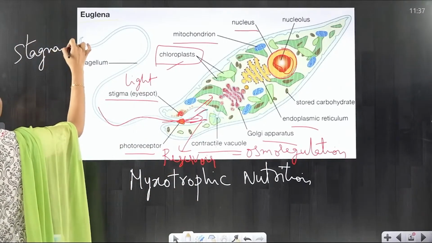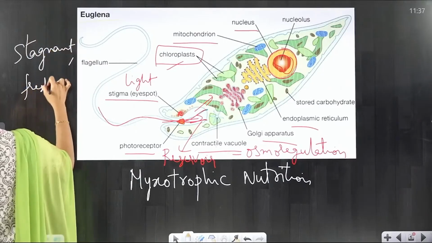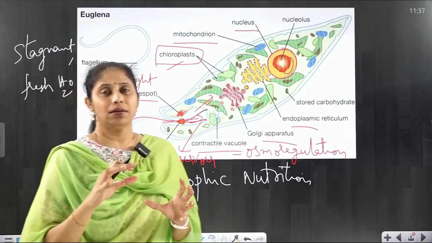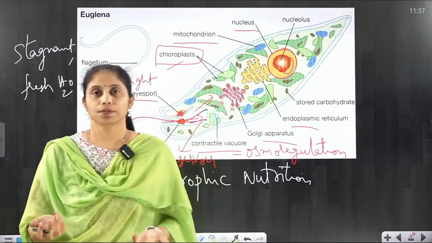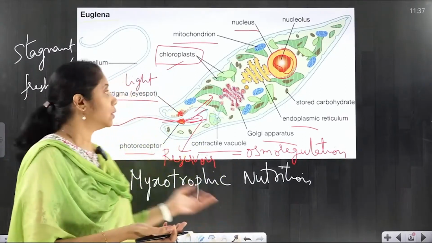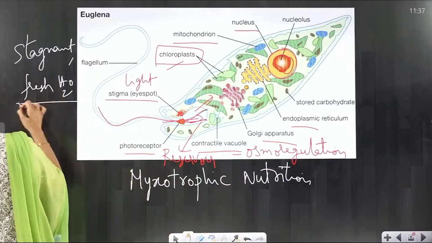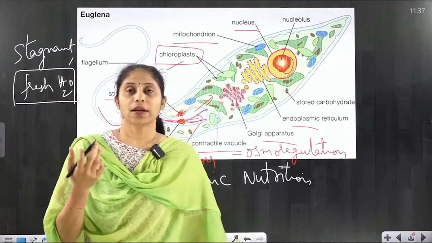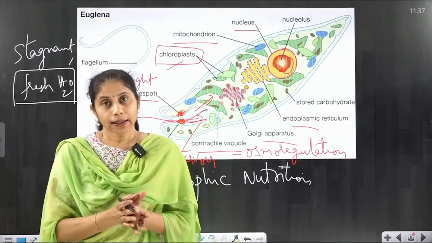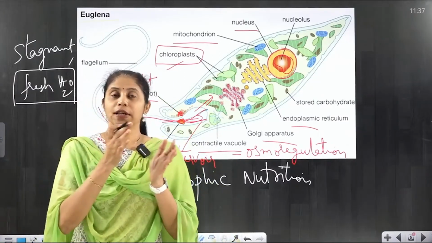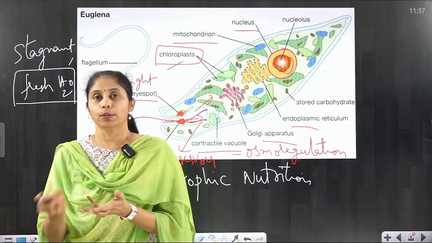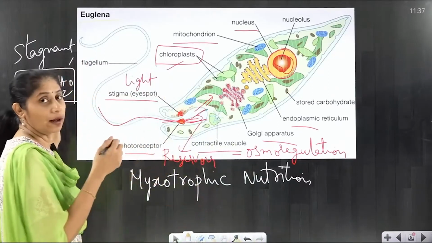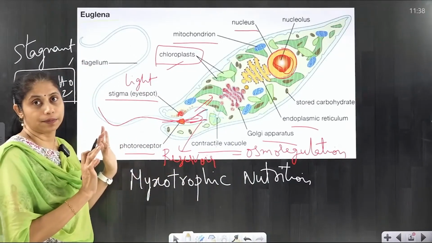Stagnant water, fresh waters, they can be there, but they will never be present in sea water, ocean water, marine waters. They generally stay in fresh waters like ponds, lakes, etc. Whereas dinoflagellates are mostly marine. Diatoms are present in fresh water as well as sea water, both. Dinoflagellates, mostly marine. Euglenoids are freshwater organisms.